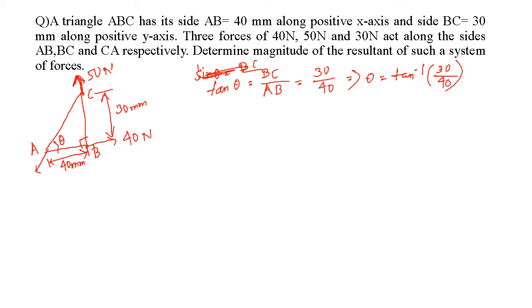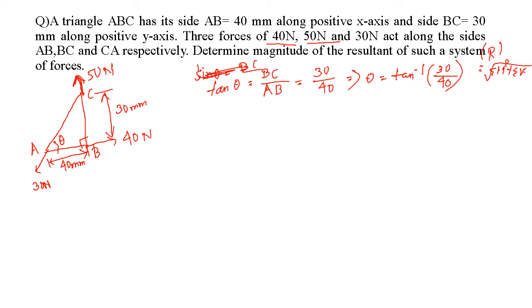And three forces 40, 50 Newton acting along the sides AB, BC, CA are given. Means 30 Newton, 40 Newton and 50 Newton are given. Determine the magnitude of the resultant. We have to calculate the resultant. How are we getting the resultant? Square root over of summation H square plus summation V square.